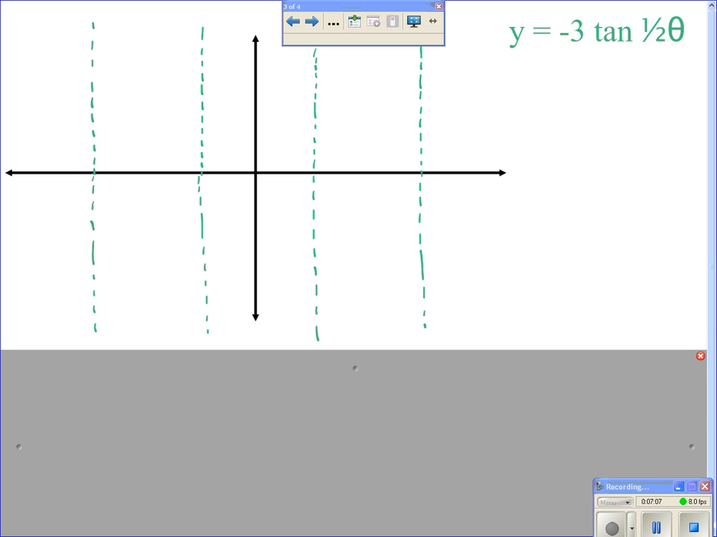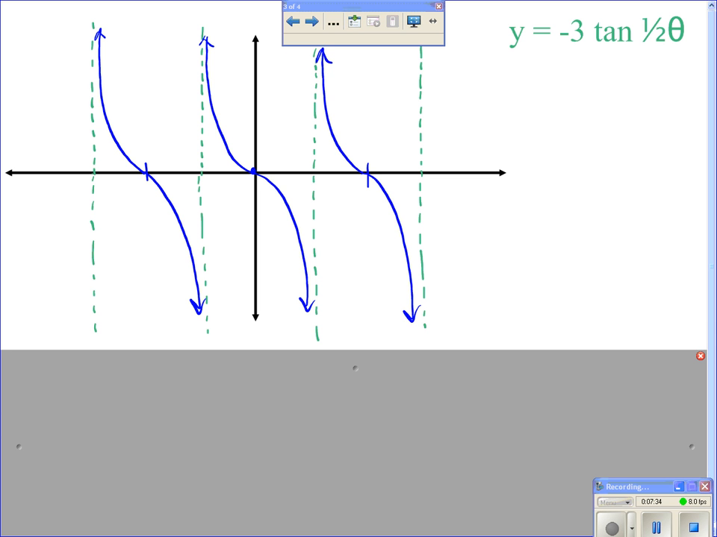Okay, now this equation has a negative on the front of it, so how is that going to change things? The curves are going to come down, and then we'll repeat that. And now I just need to label. Again, remember this 3 we are ignoring for the purposes of this class and this chapter. This is our k value.